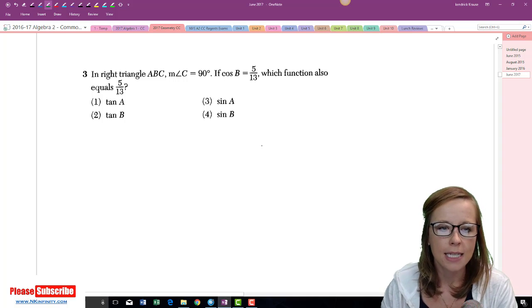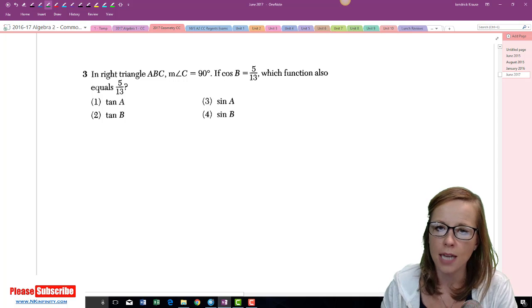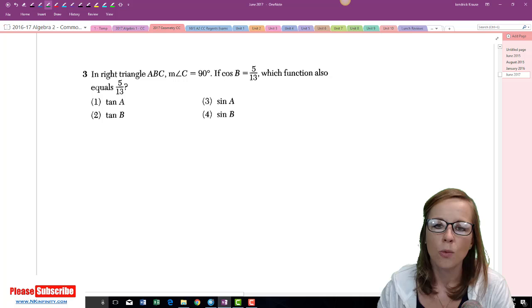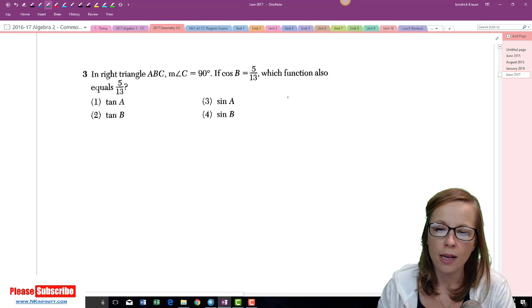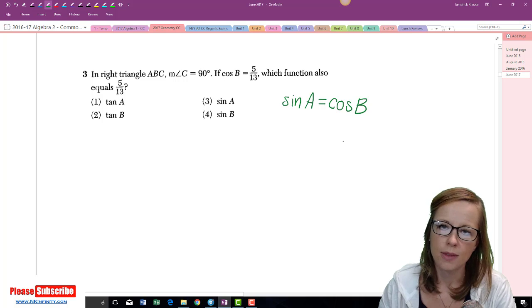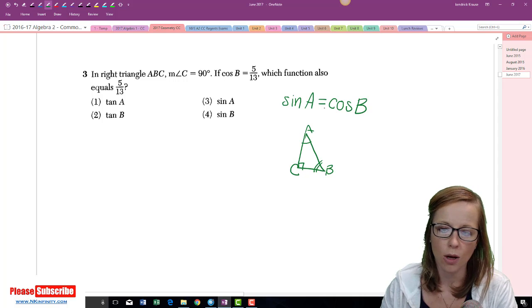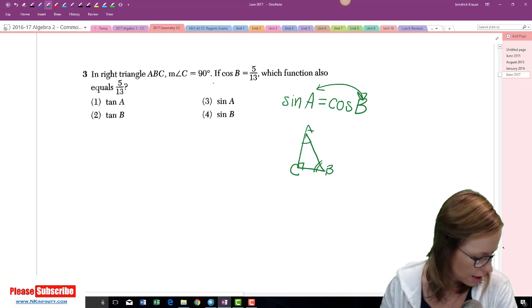It says in right triangle ABC, the measure of angle C is 90, so we're dealing with a right triangle. The cosine of B is 5 over 13. Which function also equals 5 over 13? Well, you're supposed to know that in a right triangle, the sine of angle A is equal to the cosine of angle B. Not that those angles are equal, but these two angles add to 90. So it should be sine of A, right? Yeah, choice 3.